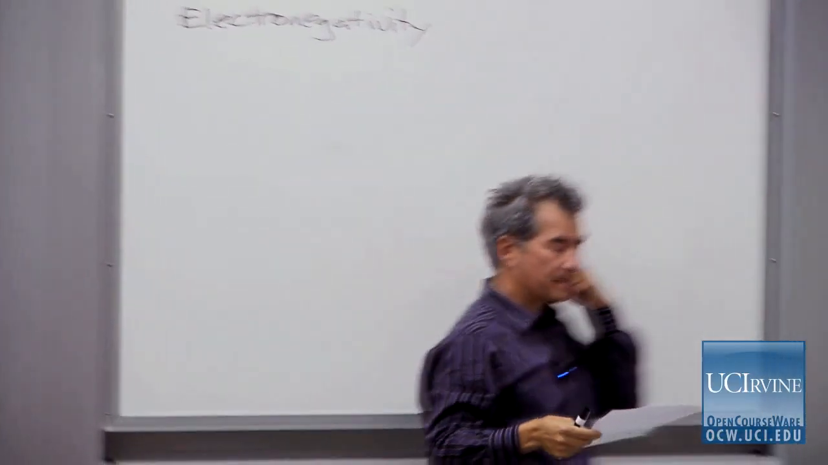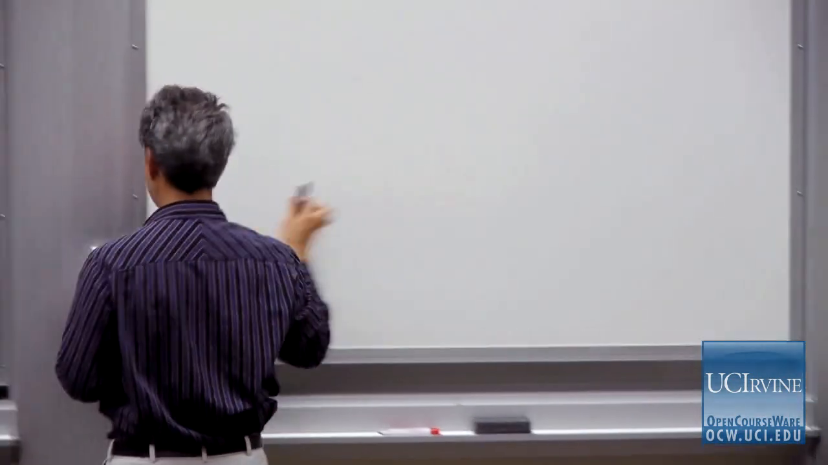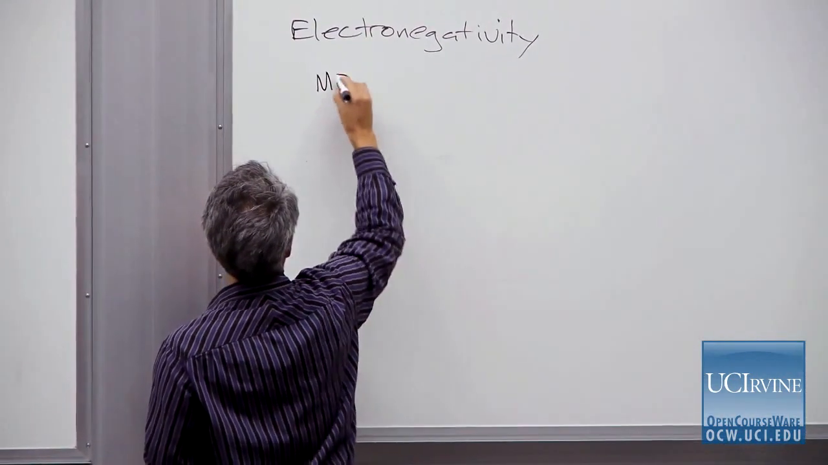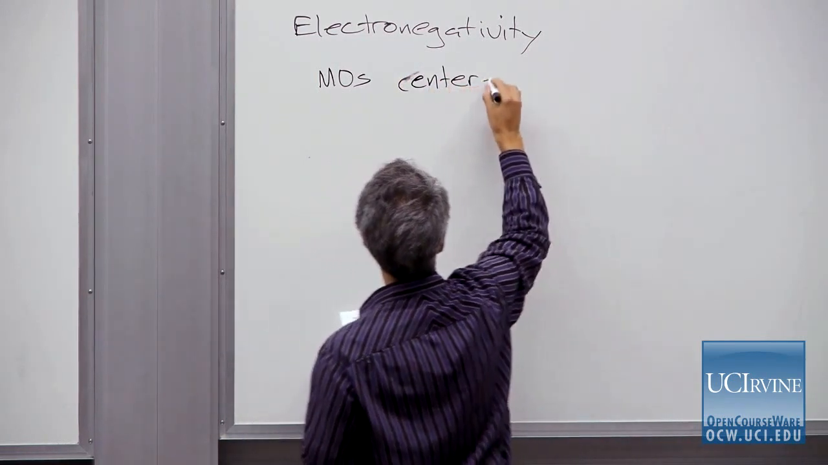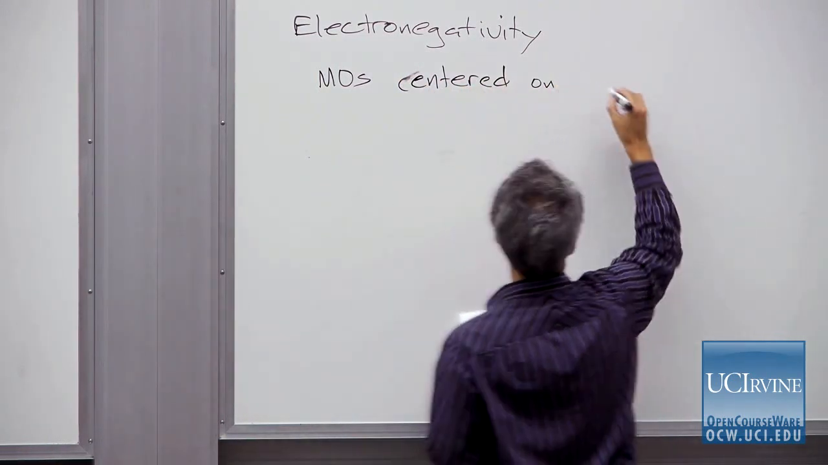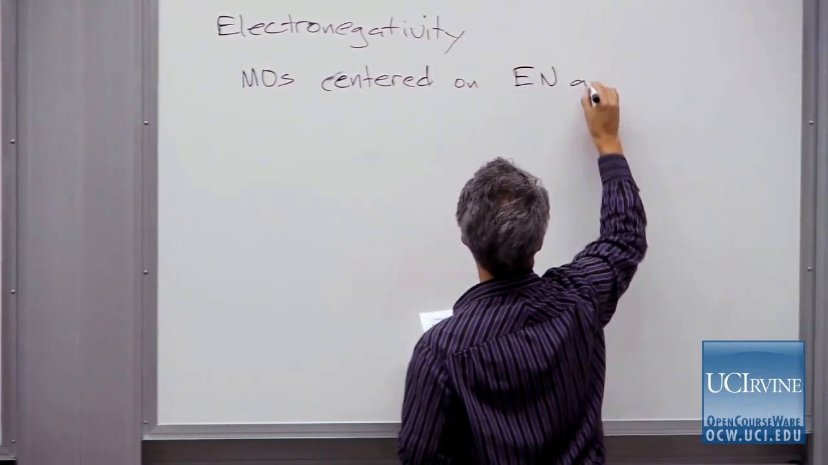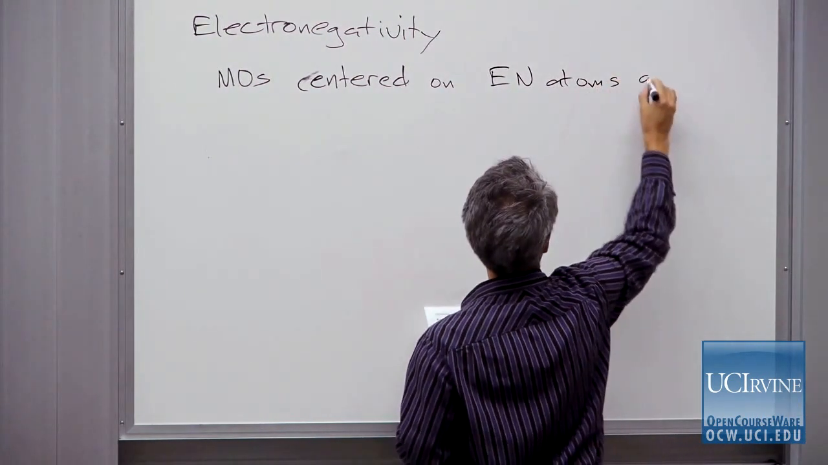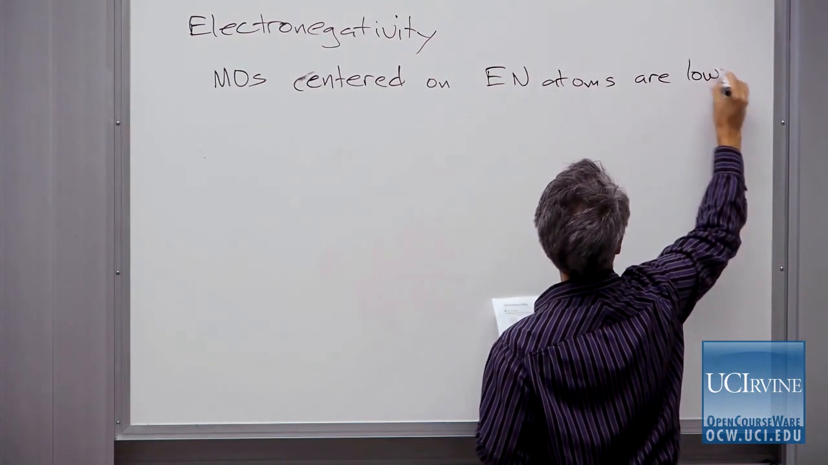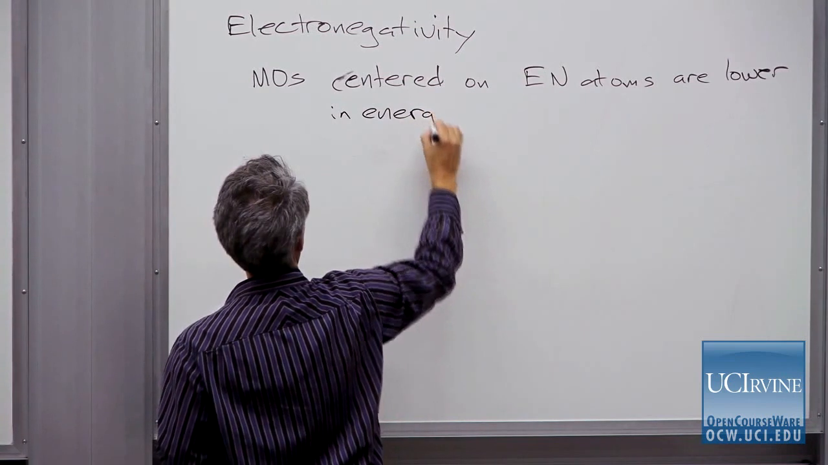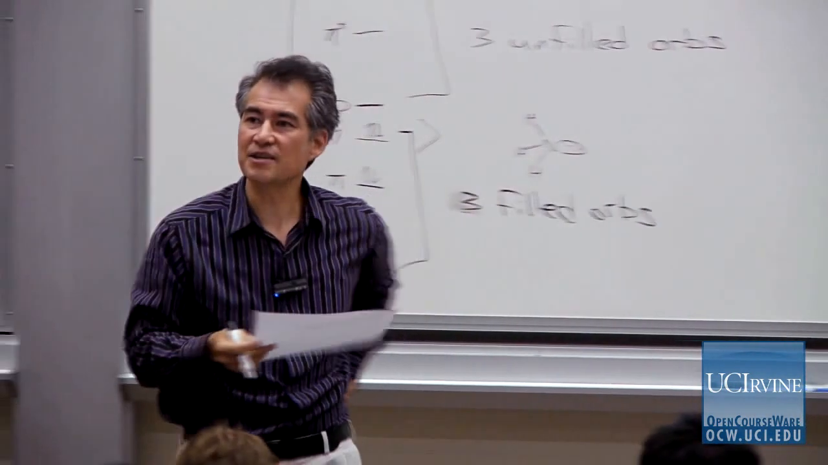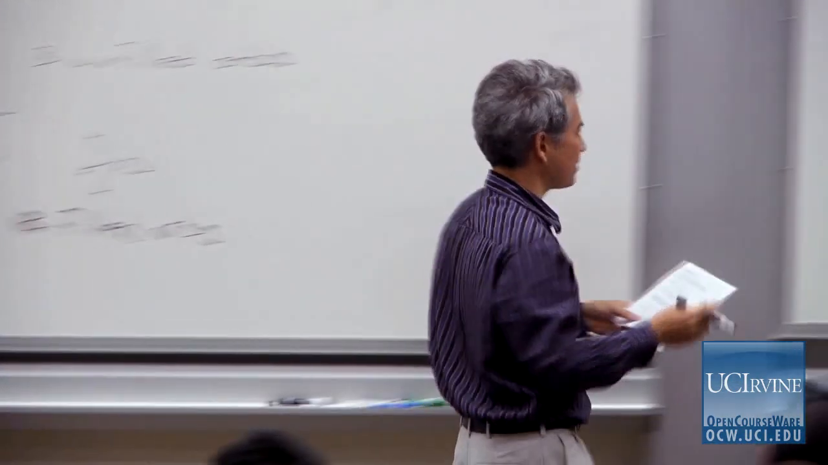I'm going to start off by talking about electronegativity, and we've already covered this. I talked about it in the context of atomic orbitals. So let me go ahead and explain what I mean by this. Molecular orbitals centered on more electronegative atoms are lower in energy.